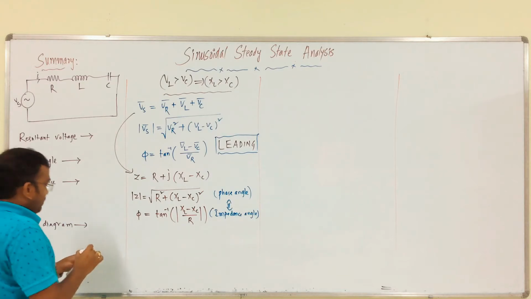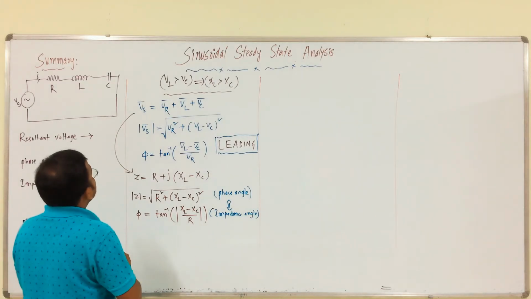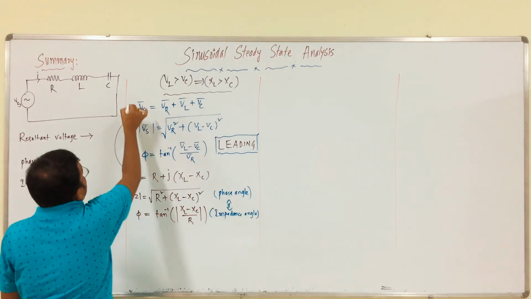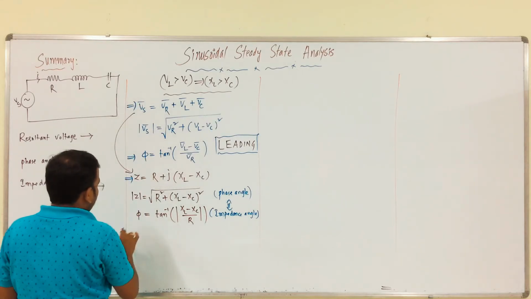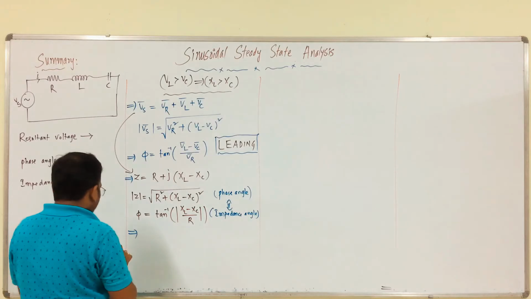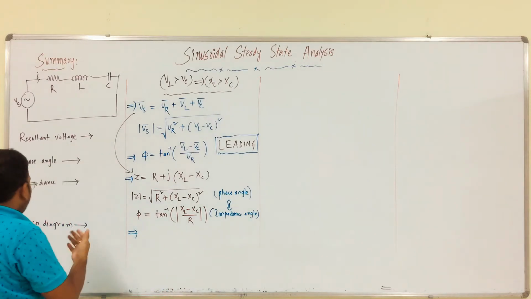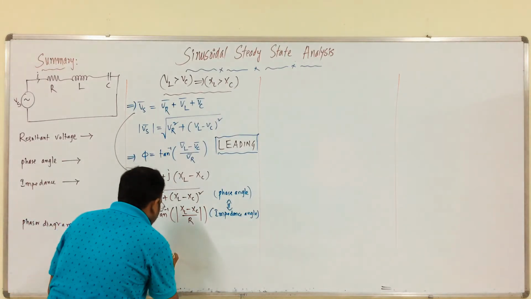Next, phasor diagram. So, from this we can write first one phase angle, impedance. Next, the phasor diagram is what? What is the reference here? Current is taken as reference, right?